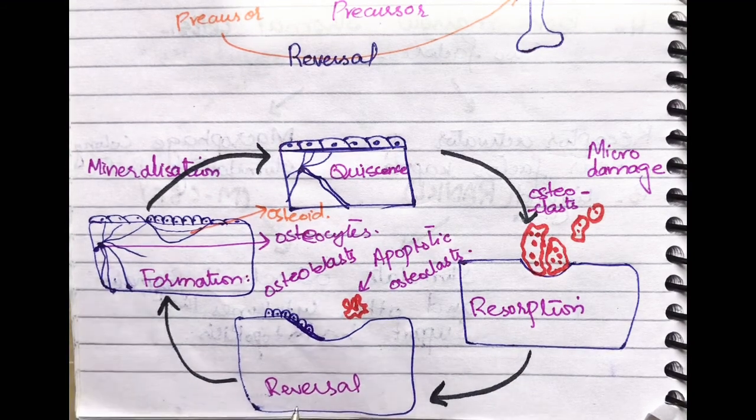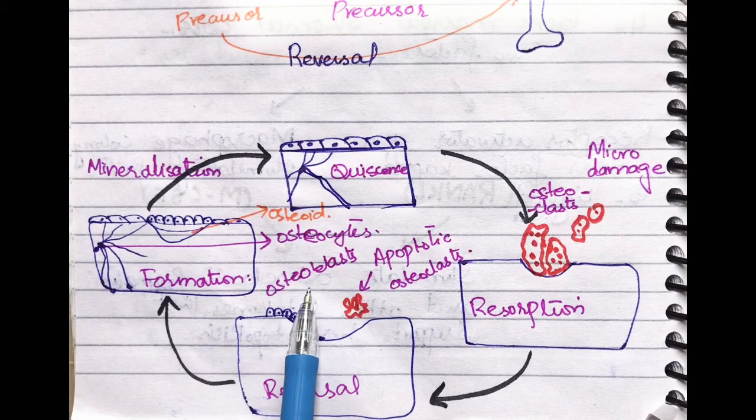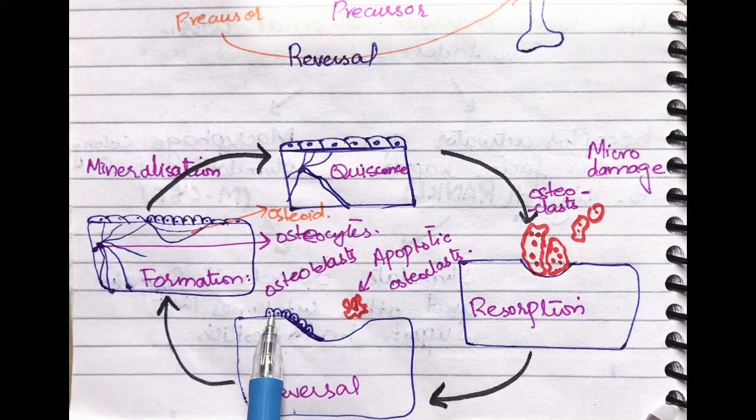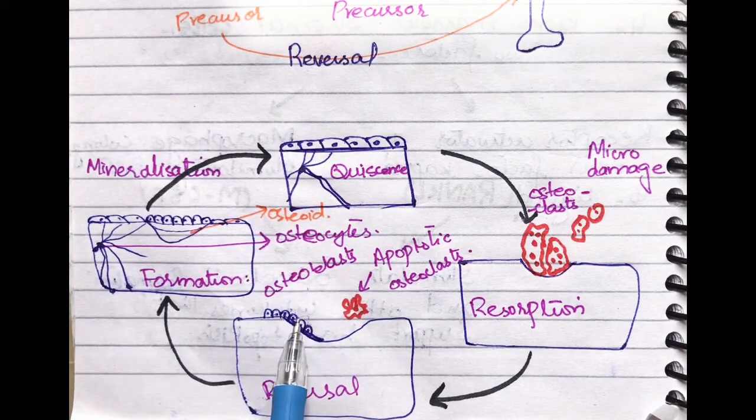What happens in this reversal phase? Osteoblasts are attracted from the circulation towards the resorption site. They start forming the new bone cells. When these new bone cells are forming, the osteoclast activity is prohibited. So what happens then? The reversal phase causes osteoblast activation. Osteoblasts start forming more and more bone cells.